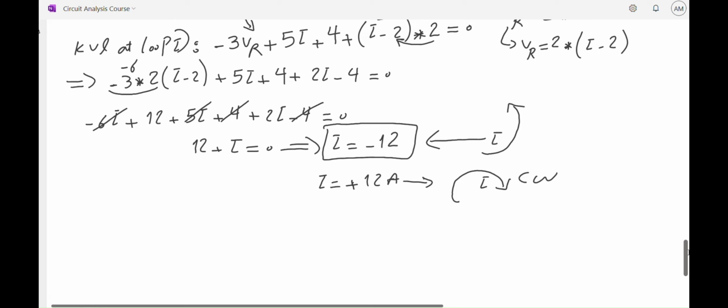We know that only positive current exists. So we can say the current is positive 12 amp, but the direction has to be reversed. The correct answer for this problem, just for the sake of solving the problem, is negative 12 amp.